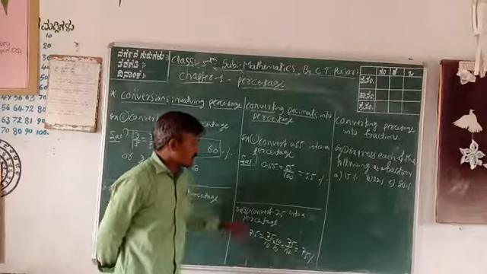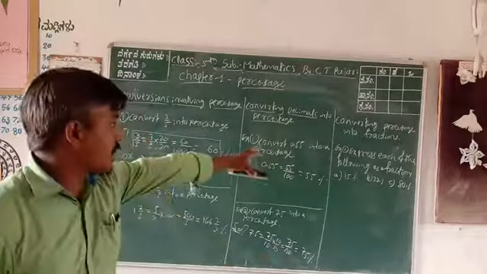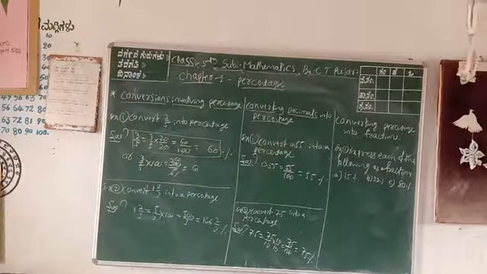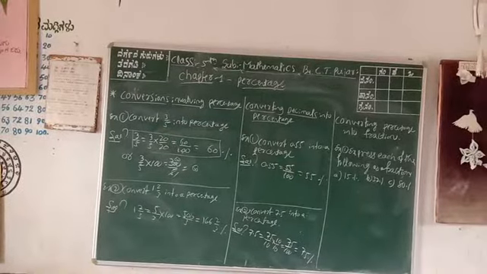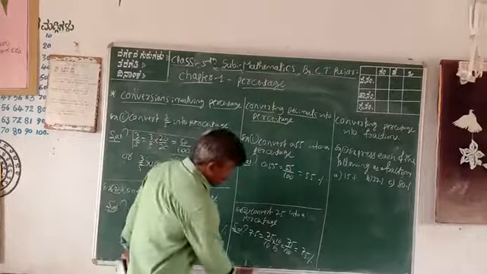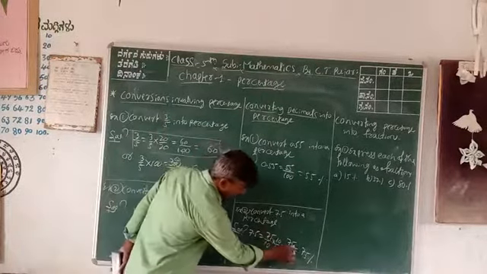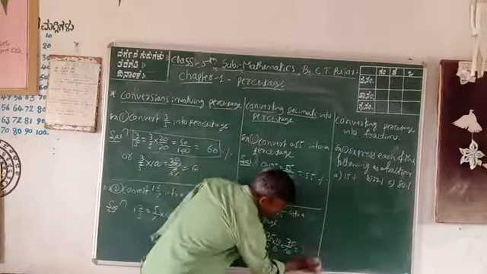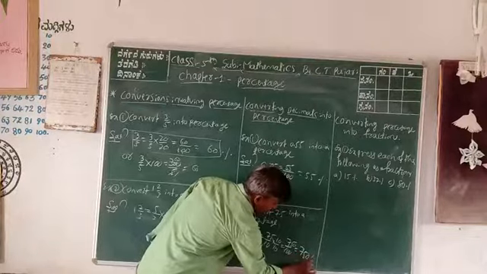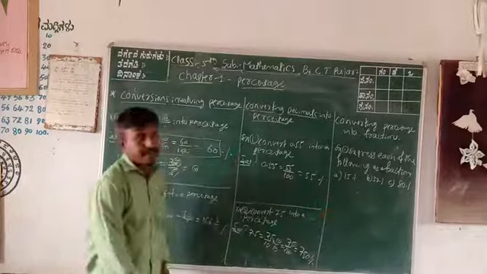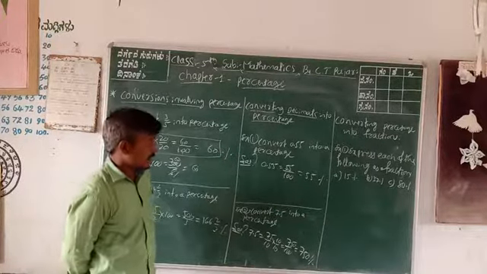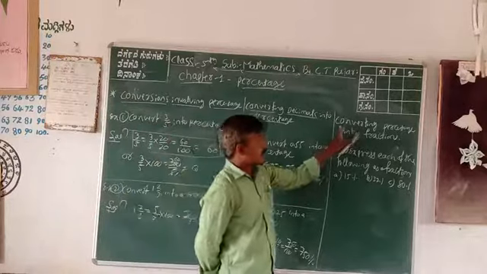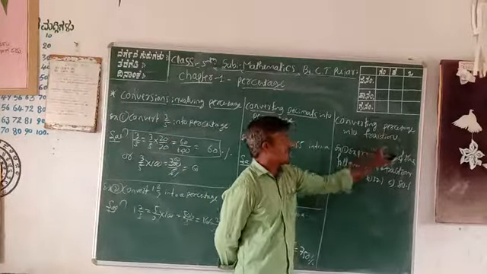Or otherwise, this is also the same as converting a percentage into fractions. Sorry, this one is 75 into 10, which means 750 is the denominator. Therefore, this one is 750 percentage. Next one, converting percentage into fractions.